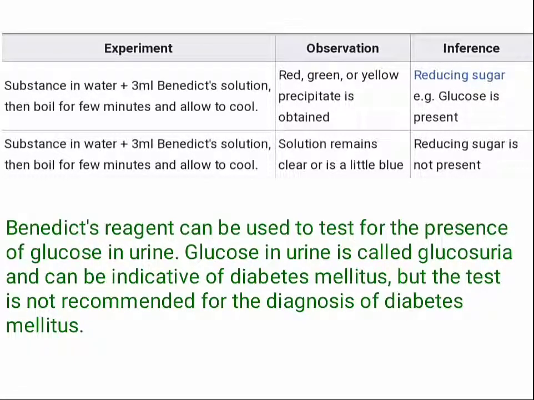Benedict's reagent can be used to test for the presence of glucose in urine. Glucose in urine is called glucosuria and can be indicative of diabetes mellitus. But the test is not recommended for the diagnosis of diabetes mellitus, because a number of other things are present in urine, so it can give a false test. That means maybe glucose is not present, but still you are getting a positive test with the Benedict solution. That's why this method is not done in practice.